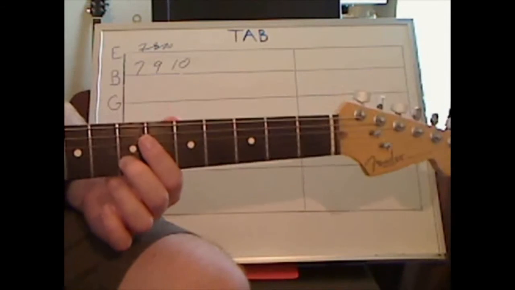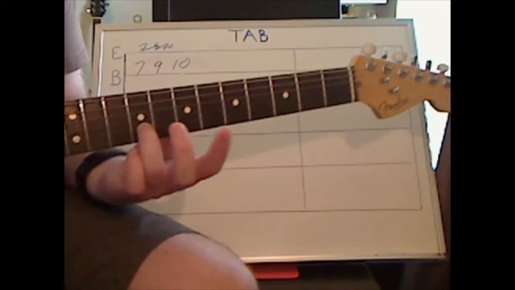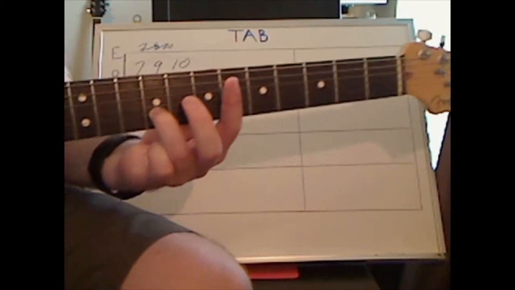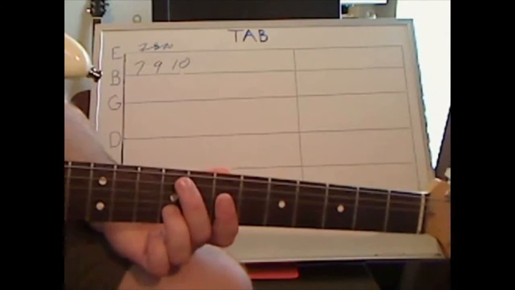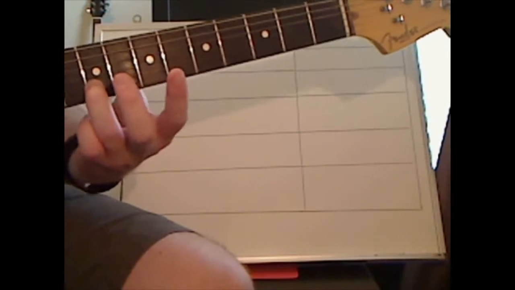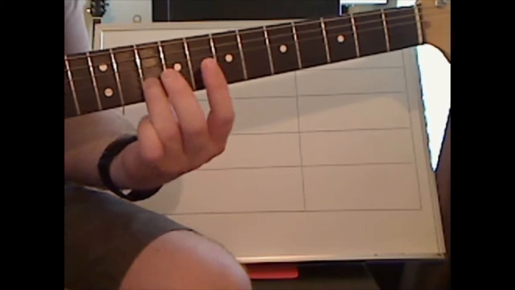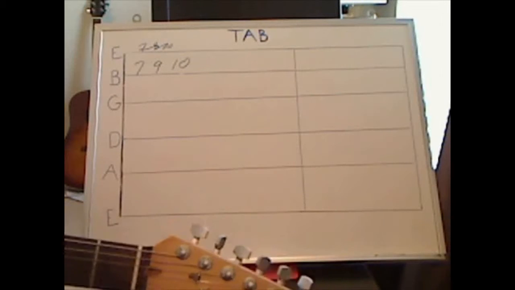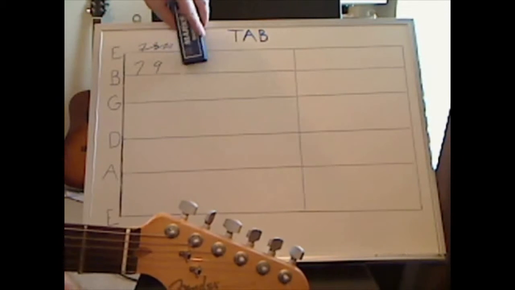My next one says 9 on the B string, so I'm going to play 9th fret on the B string. From the 7th fret, I just went up 1, and now I'll play that one, 9th fret. Then I have 10, still on the B string, same string. So I'm going to go up 1 fret. There you go, so you can see it better. And that's the 10th fret, okay? So that's basically how you read notes on tablature, okay?